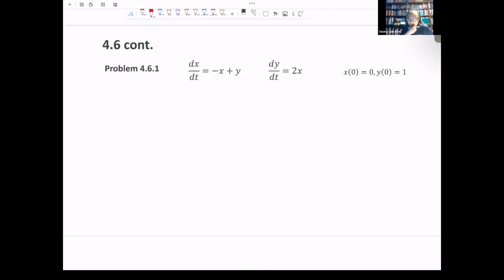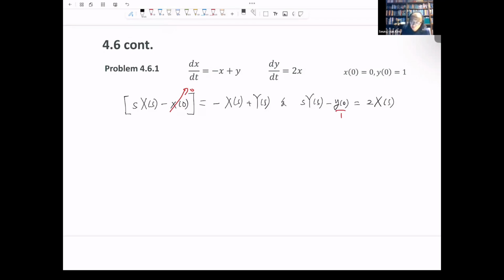Let's work on this. So let's take the Laplace transform of the first one, dx over dt: s X of s minus x of 0 equals negative X of s plus Y of s. Second differential equation, if we take the Laplace transform of that, s Y of s minus y of 0 equals X of s. x of 0 equals 0. y of 0 equals 1.